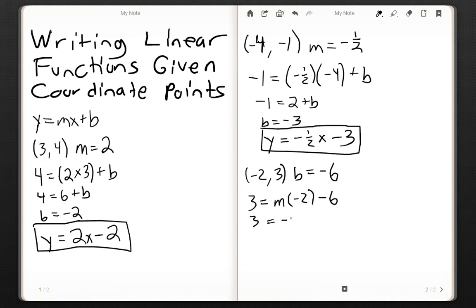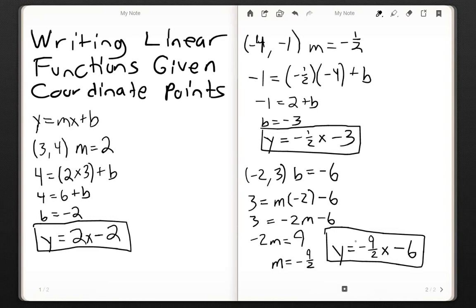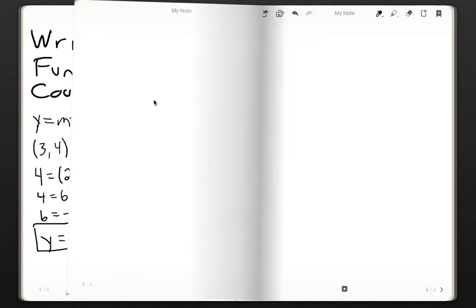So this will be 3 equals negative 2m minus 6. Negative 2m will equal, let's see, we move the negative 6 over here, it becomes positive. So 3 plus 6 is 9. m will equal negative 9 over 2. So now the equation will be y equals negative 9 over 2 x, and b is negative 6, so minus 6. Okay.